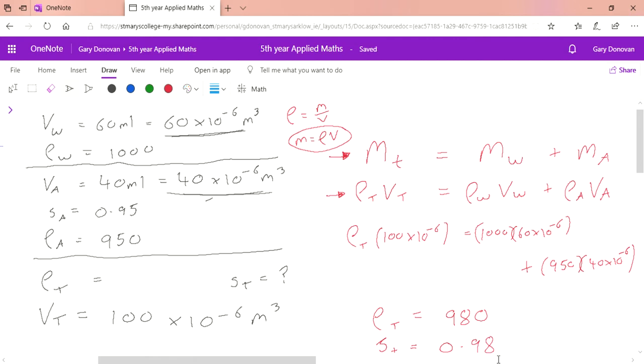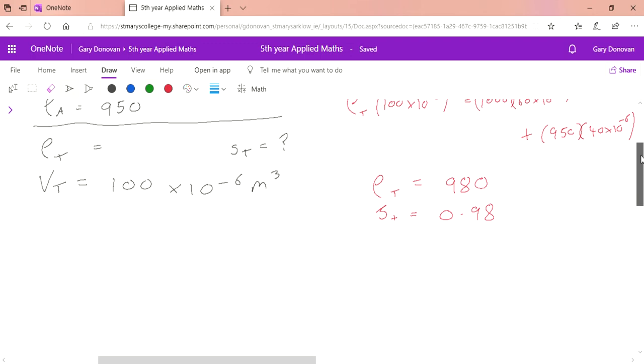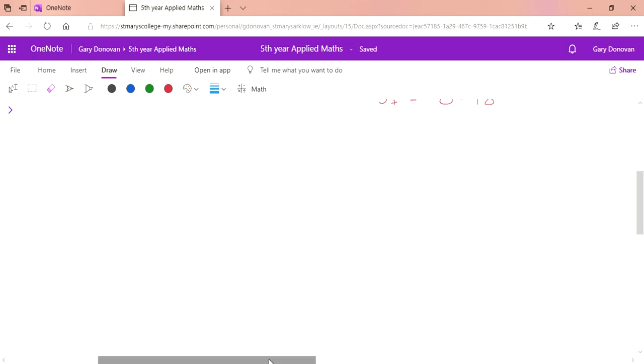The key thing I want you to get here is that this is your starting point. And this is the starting point for so many questions. So just remember that strategy or that technique. Now they do get a little bit trickier, but that starting point remains the same. So let's have a look at question 7.